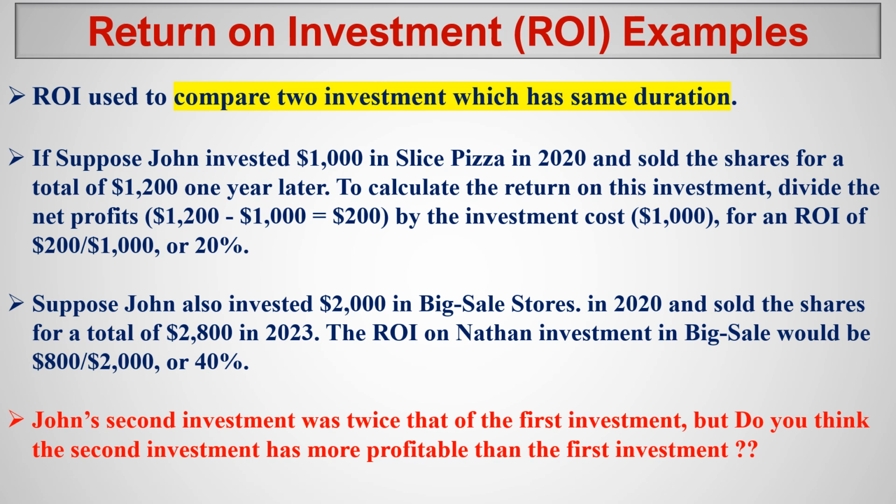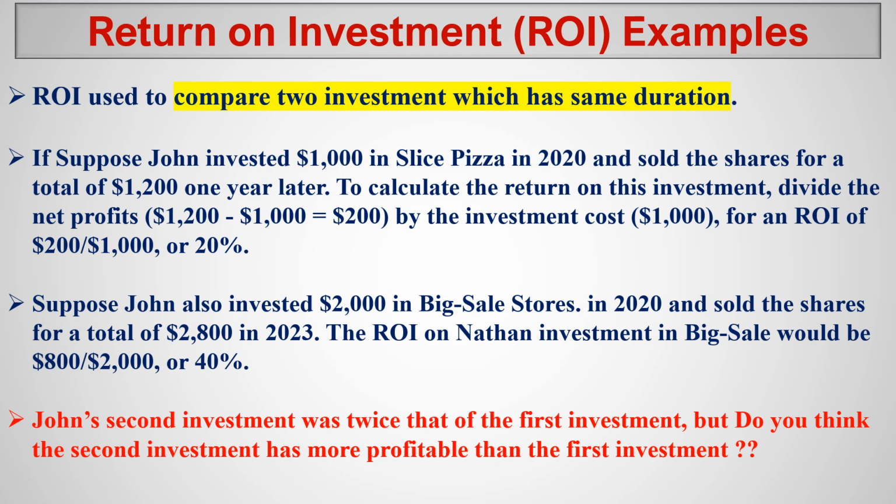Let's say you have two projects, both are having 3 years duration, project A and project B. The question is, are you going to invest in project A or project B? So you're going to choose either one project. So our question is, are you going to choose A or B?